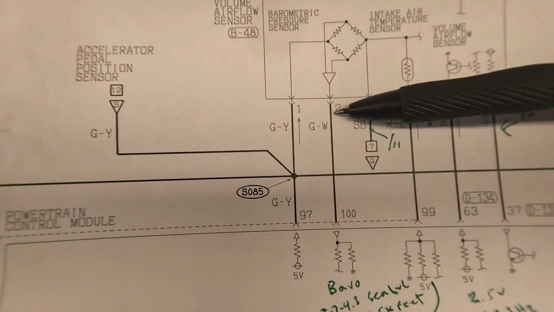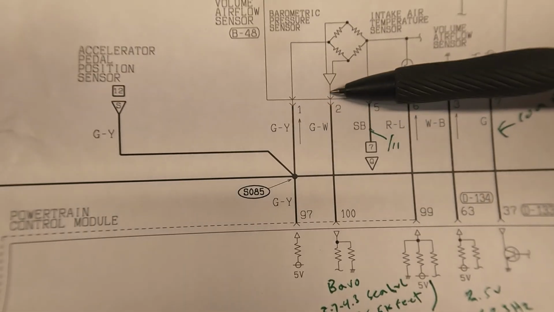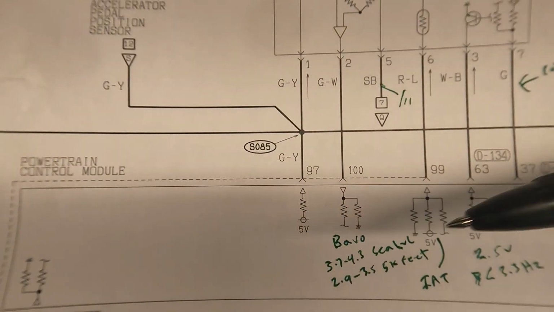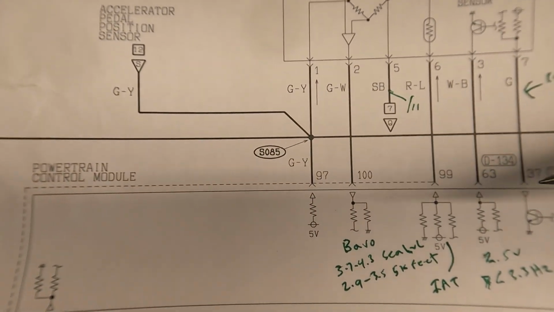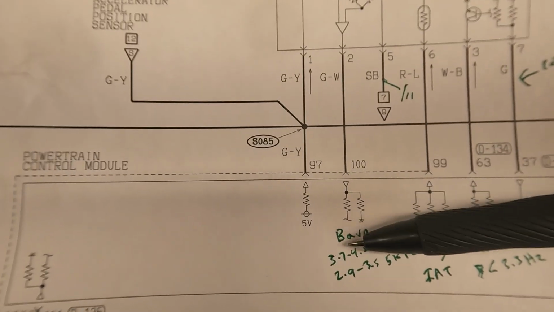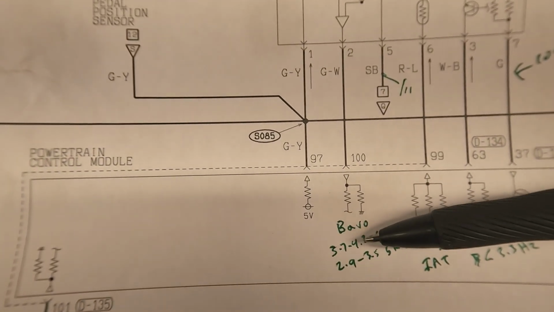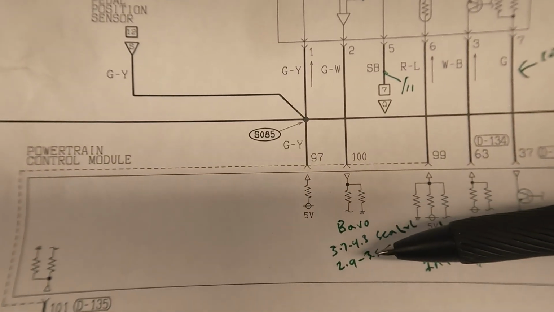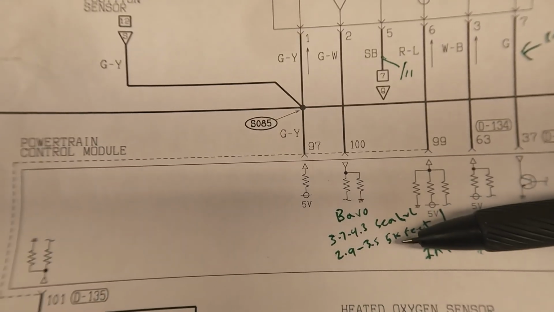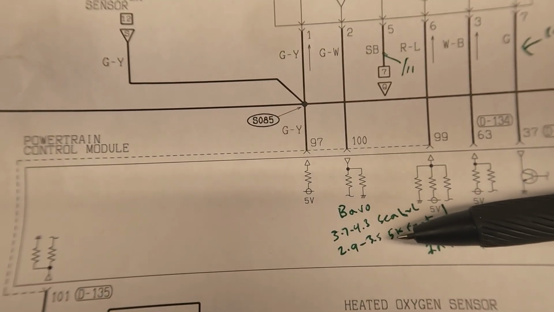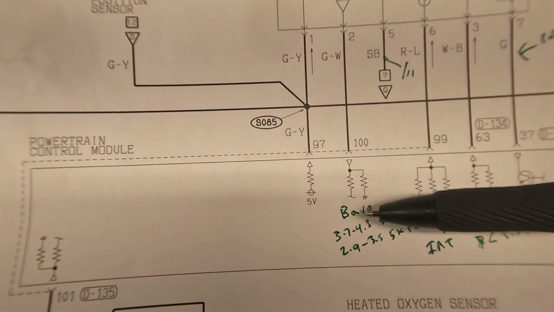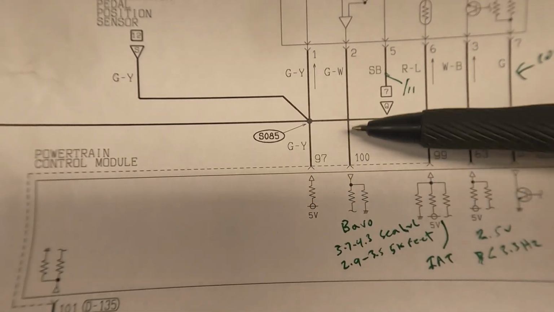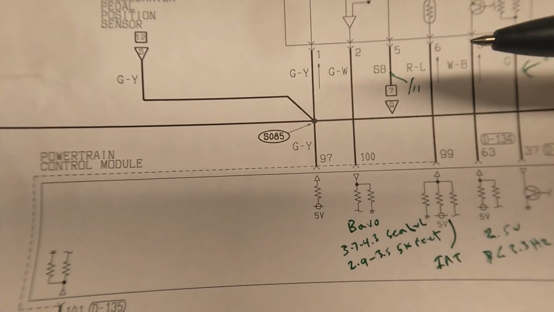Terminal number 2, green with a white stripe, that is your barometric pressure sensor signal. That's basically the altimeter, whatever you call it. It tells the computer your elevation. At sea level, it should be anywhere between 3.7 to 4.3 volts. At 5,000 feet of elevation, when you go to Big Bear, you go to the mountains, that voltage will be 2.9 to 3.5. So that's basically the barometric pressure sensor signal that goes into the computer.